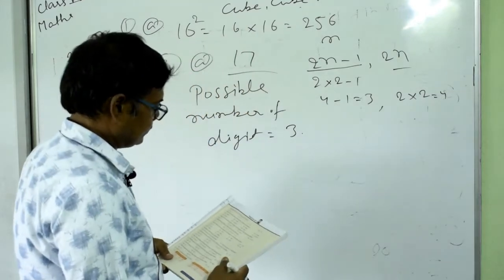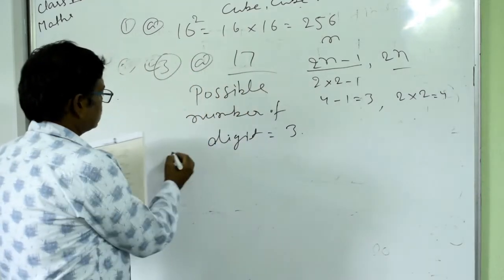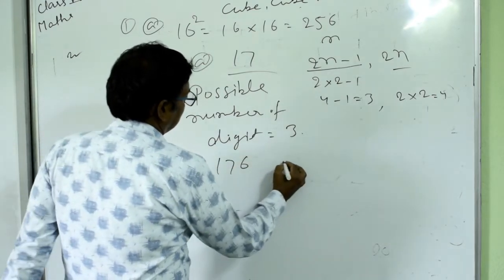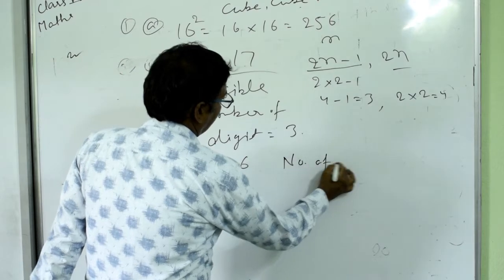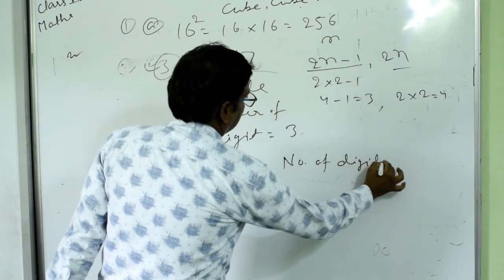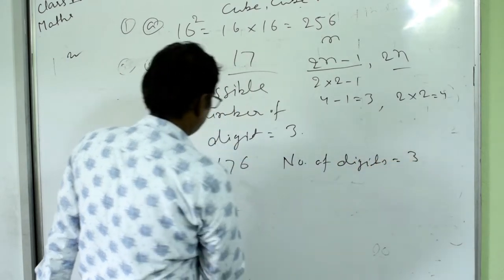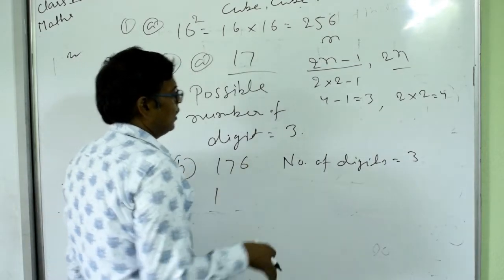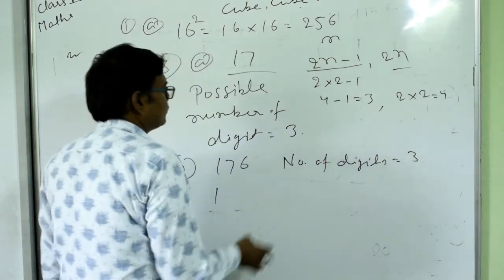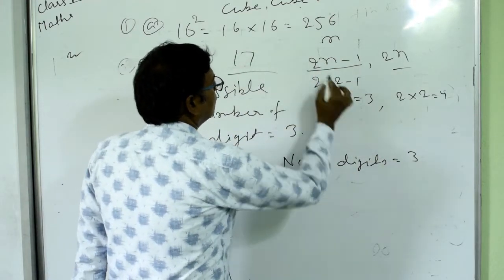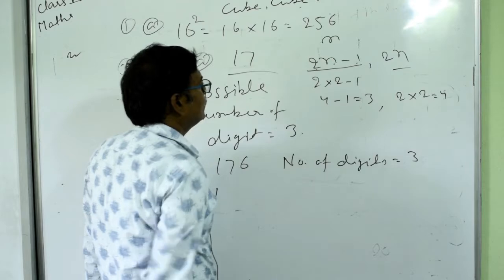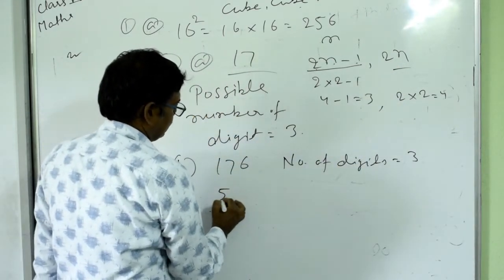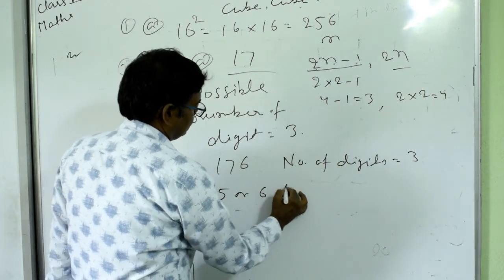Next, suppose question number B, it is 176. Here the number of digits is 3: 1, 2, 3 digits. So when you square this number, how many digits will there be? Put the formula here: 3 into 2 minus 1, that is 5, or 3 into 2, that is 6. So in this case you may have 5 or 6 digits.